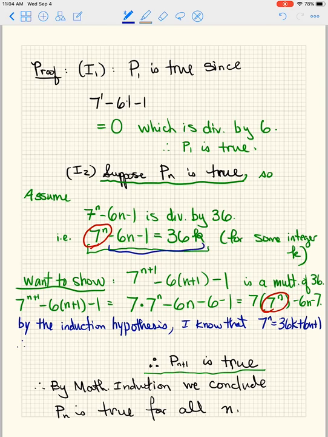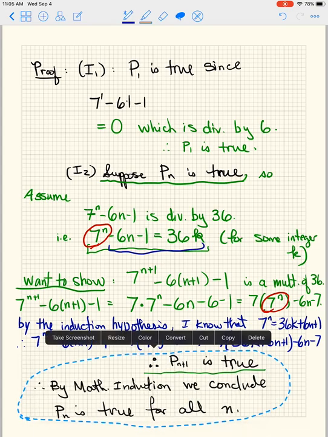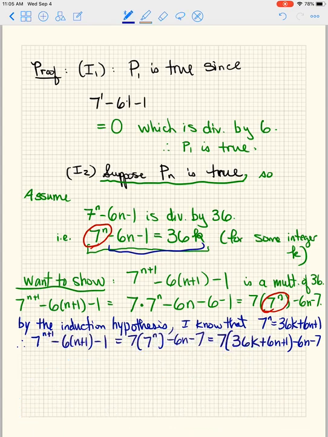And so therefore, I can simplify my expression 7 to the n plus 1 minus 6 times n plus 1 minus 1. That's going to be 7 times 7 to the n minus 6n minus 7. And now I'm ready to substitute in. So it's going to be 7 times 36k plus 6n plus 1 minus 6n minus 7. And I guess we're not quite ready for our conclusion, so we'll delay that a little bit. Let me just do a little bit more algebra.